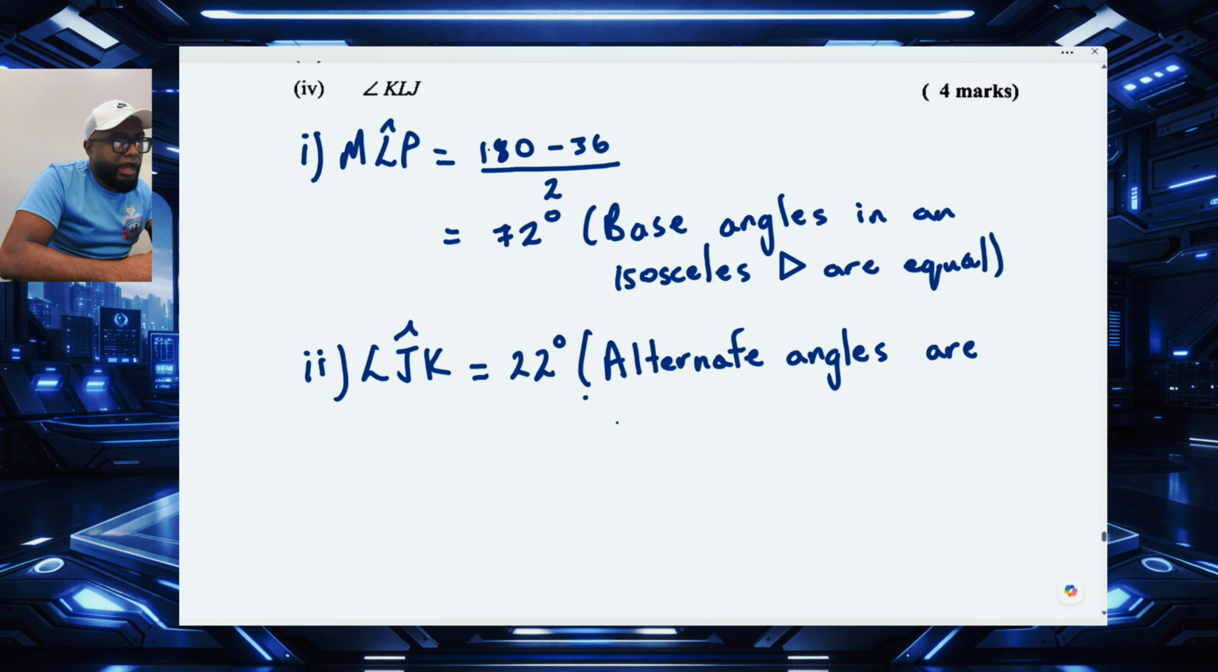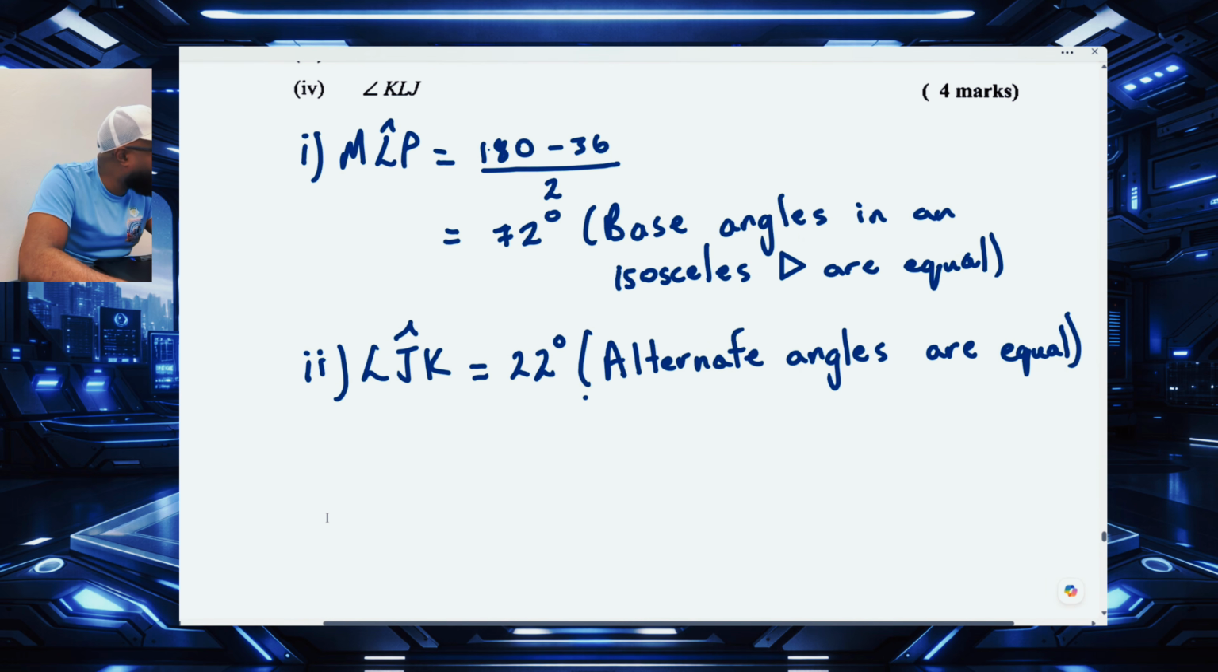Yeah, go ahead, big bro. The alternate interior angles are equal, sir. That's not interior, sister. What did you say? Co-interior? Co-interior angles add up to 180.